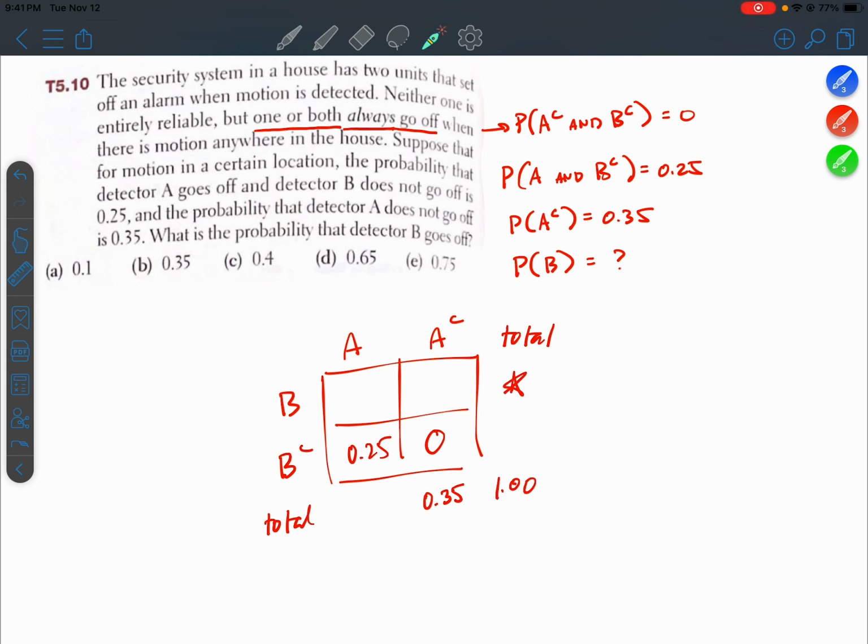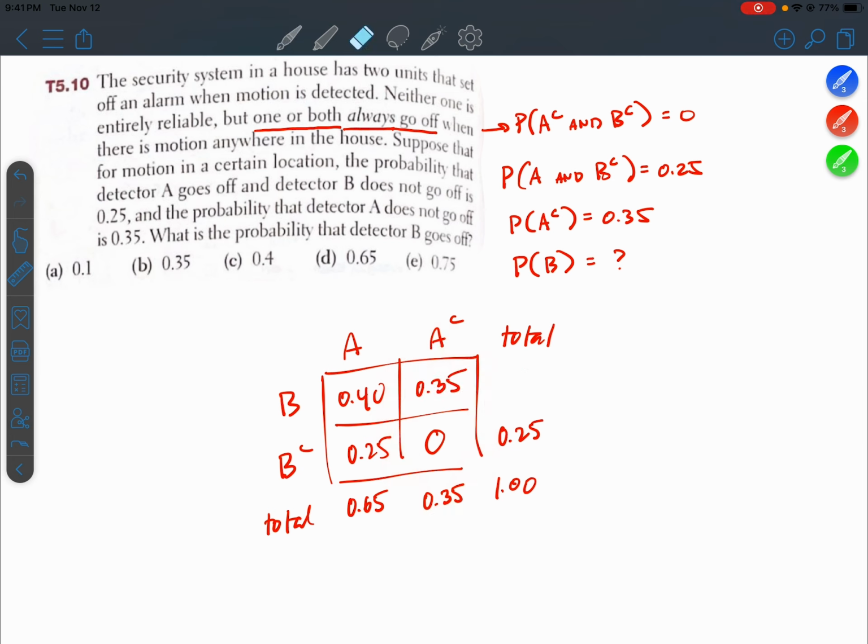Okay. Now everything down here has to add up to 100%, so that means that this is 65%. Okay. The first column has to add up to 65%, which means this has to be 40%. Okay. We know everything in the second row, so we can find the total there. That's 25%. We know the second column has to add up to 35%, so that's 35%.